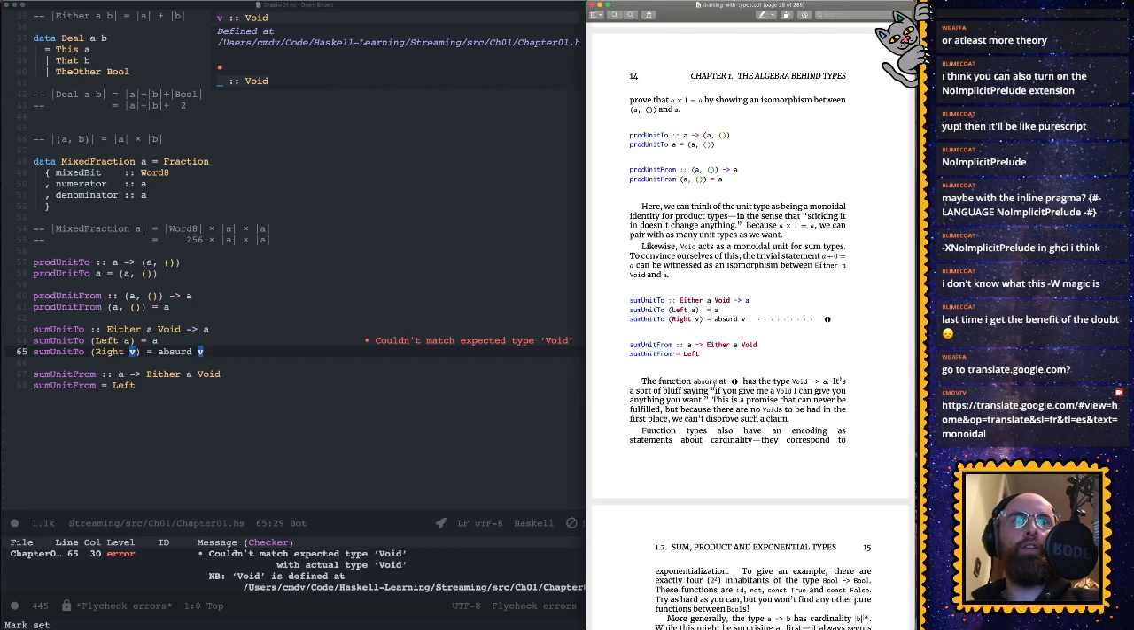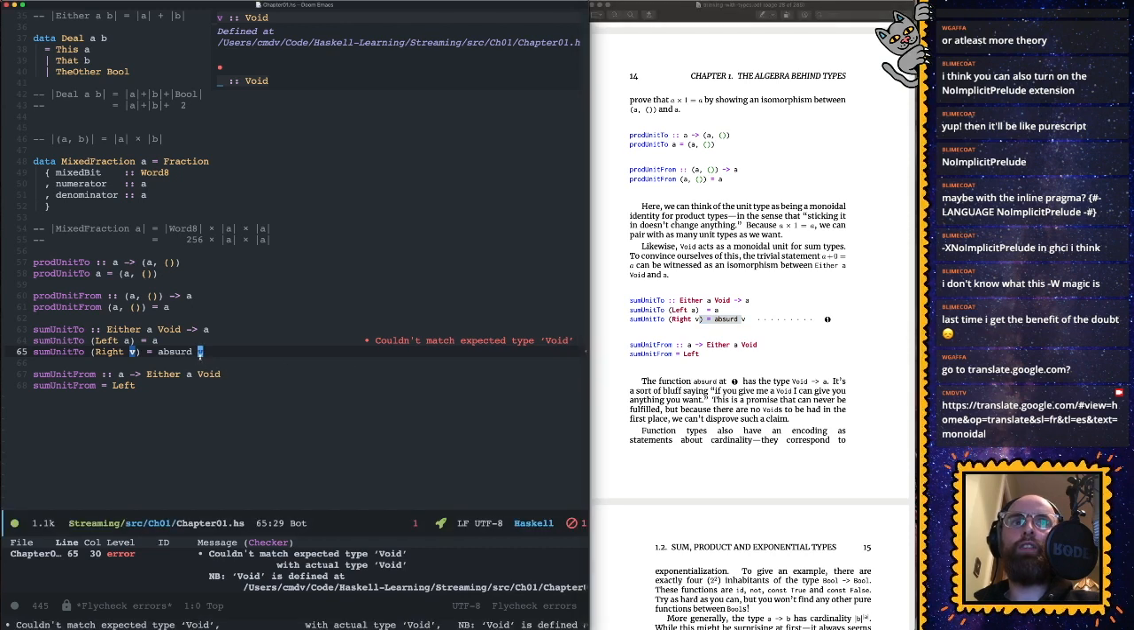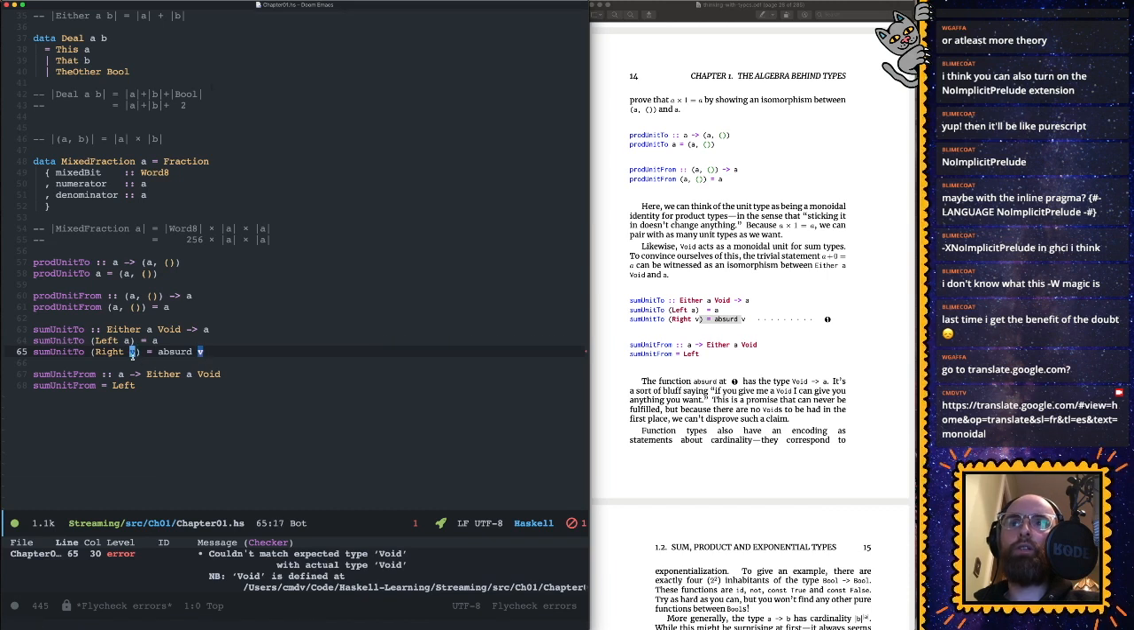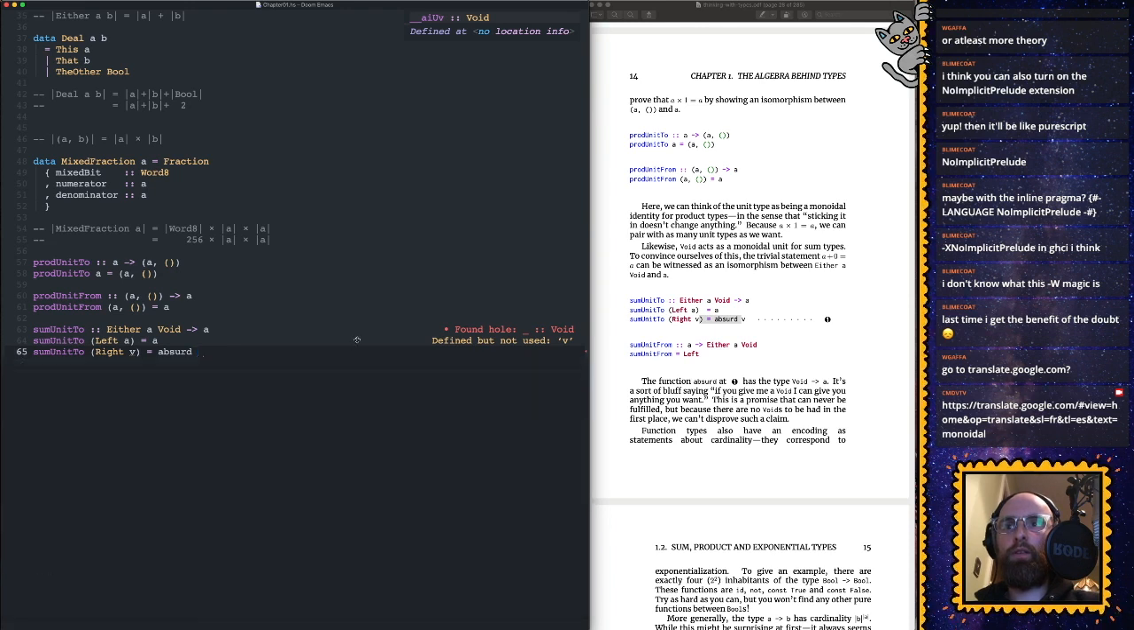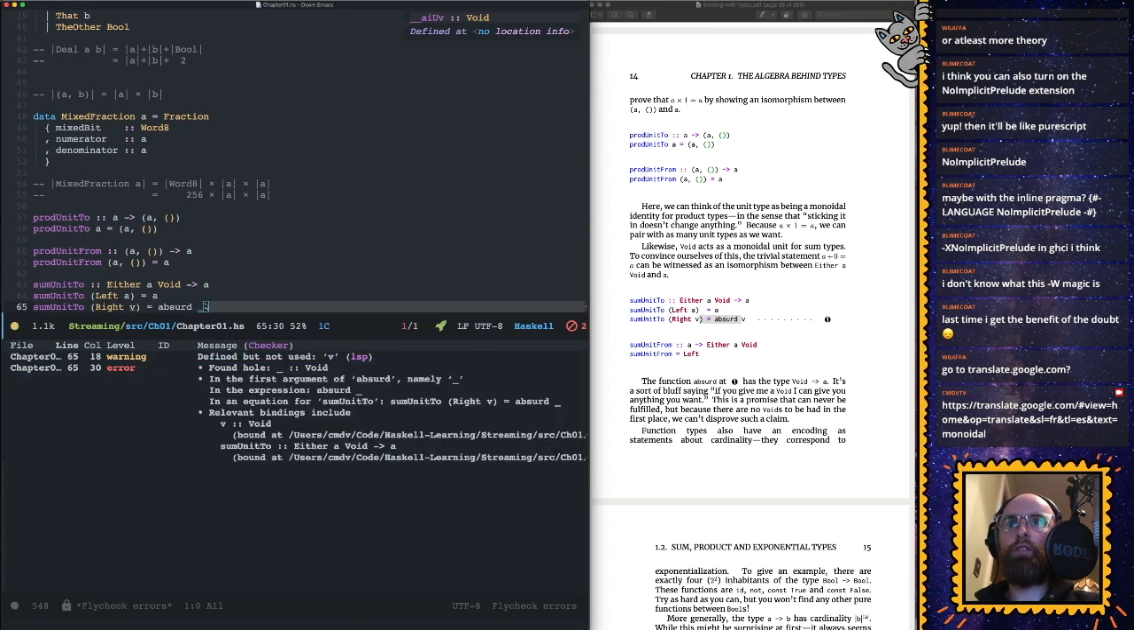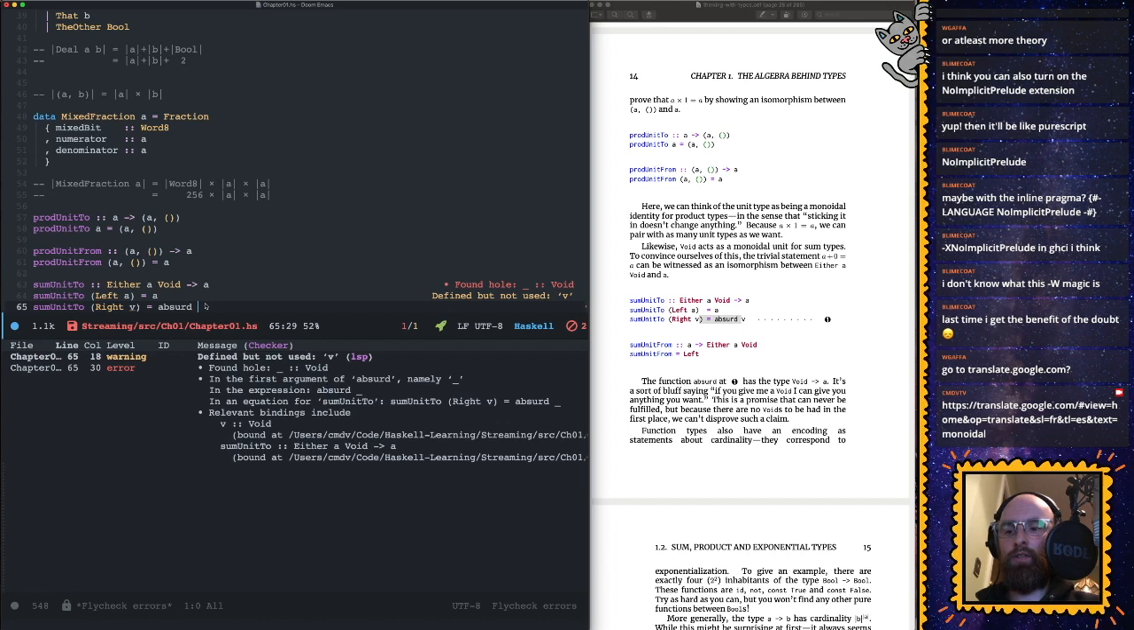The function absurd here, which is what we're looking at, has a type void to A. It's a sort of bluff saying, if you give me a void, I can give you anything you want. So it's just saying that V isn't. But obviously V. What is V? V is void. Right there. So what's wrong with you? What do you mean you couldn't match void? So look, it wants a void. And if we look in here, well, V's a void. Okay, well, watch absurd. I'm going to give you a V.